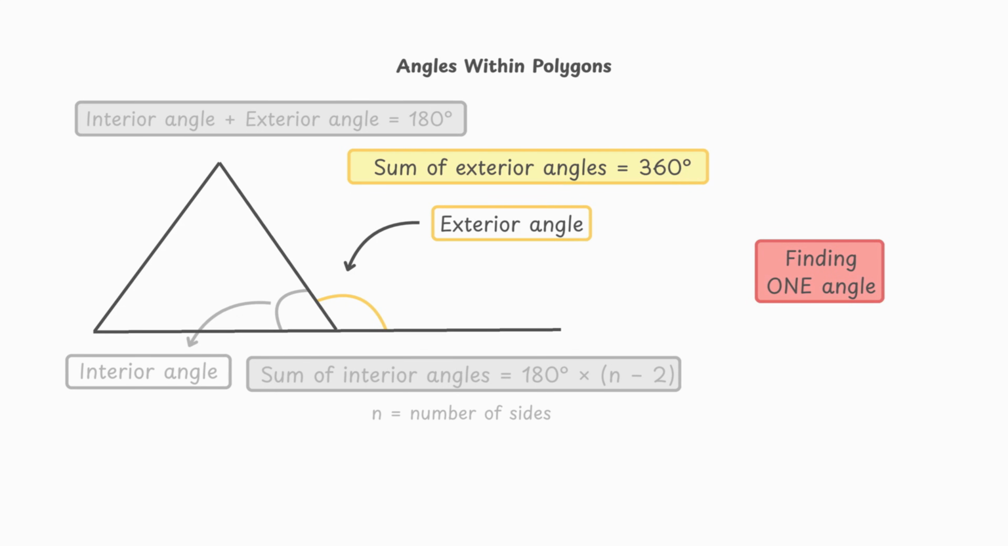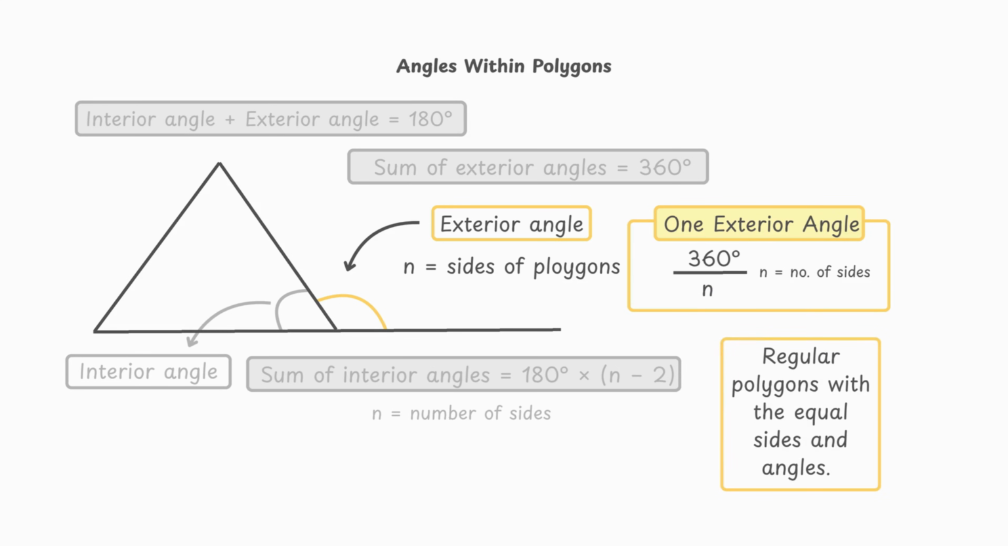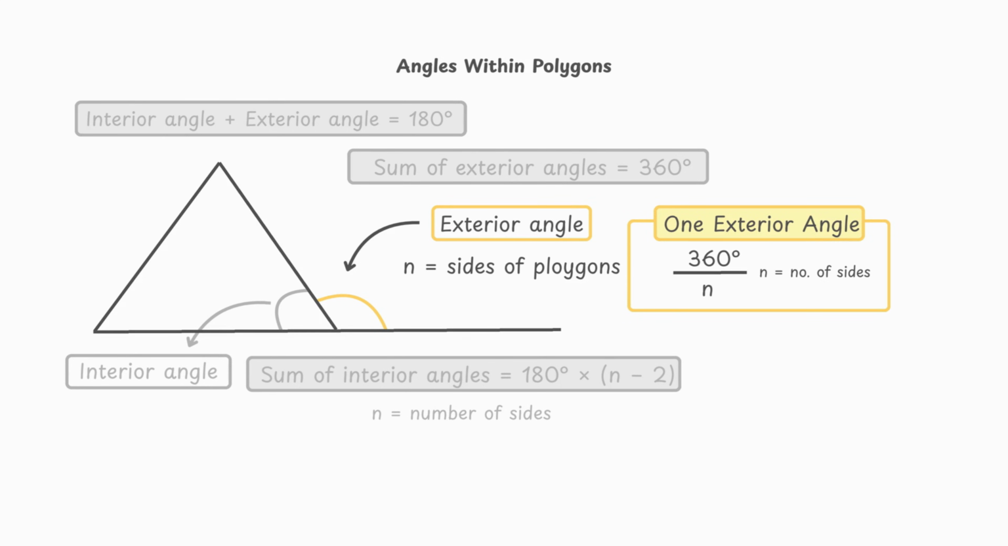Let's start with exterior angles. If the sum of all exterior angles is 360 degrees and the polygon has n sides, then each exterior angle is equal to 360 divided by n. This works only for regular polygons, where all the sides and angles are equal. So remember this formula. One exterior angle equals 360 degrees divided by n.